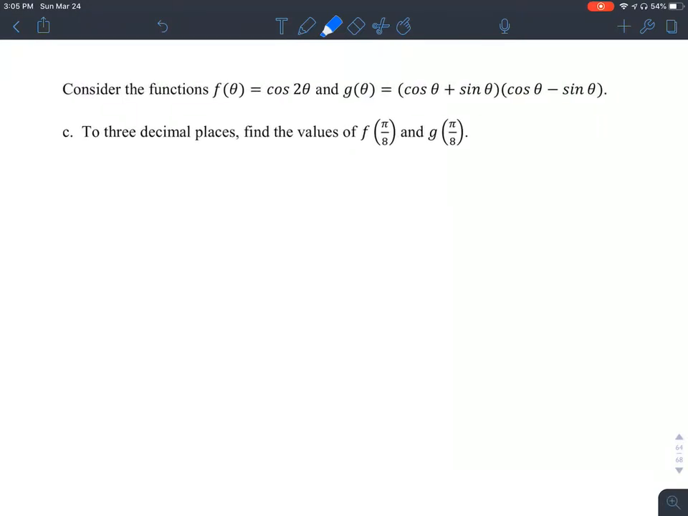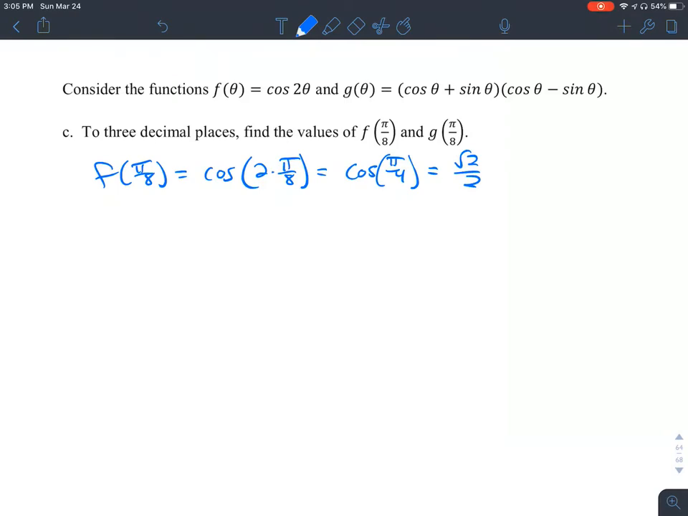All right. Well, f of pi over 8, that's going to be cosine of 2 times pi over 8, which is cosine of pi over 4. I don't even need a calculator for that. That's square root of 2 over 2. If you want to throw that into your calculator to follow the directions, 3 decimal places, that's 0.707. So that's done. G of pi over 8. Let's see if that one is just as simple.